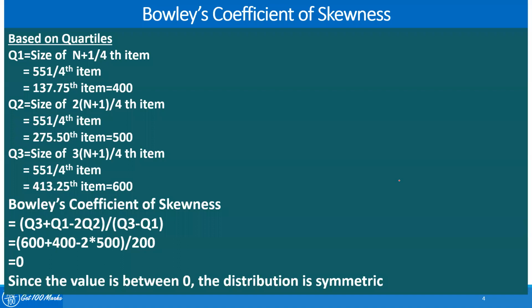Therefore, we get the values of Q3, Q1 and Q2, and we'll apply Bowley's coefficient of skewness, which is SKB equals Q3 plus Q1 minus 2 into Q2 divided by Q3 minus Q1. Q3 plus Q1 is 400 plus 600, minus 2 into 500, which is coming as 0, divided by Q3 minus Q1, 600 minus 400, which is 200. So it's coming as 0. Since the value is 0, we can call it a symmetric distribution.